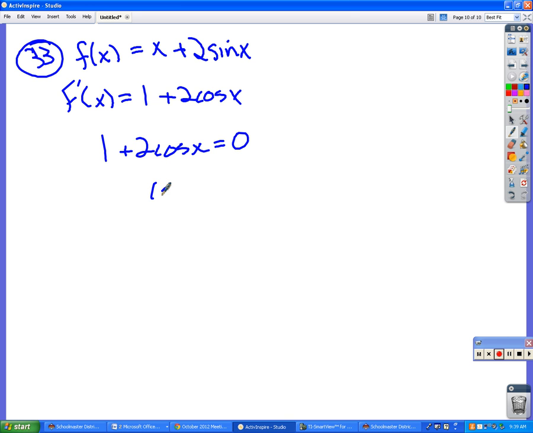Right. So you're looking for where the cosine is equal to negative 1/2. Where's that? So you can do arc cosine of negative 1/2 if you want to find one solution. What'd you get? Which is pi over what? 2 pi over 3.